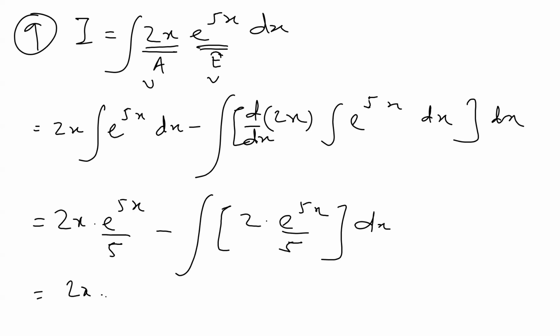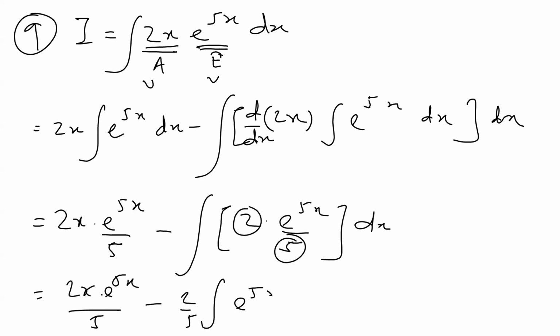So this is 2x e raised to 5x upon 5, 2 by 5 outside being a constant, integration of 5 dx. Now this you can solve, e raised to 5x upon 5. So overall this will be 2 by 25 in the ultimate step. This will be 2 by 25 once you integrate e raised to 5x. Okay, so this is pretty simple. I'll leave it up to you.